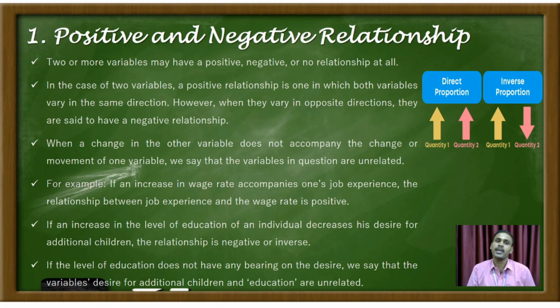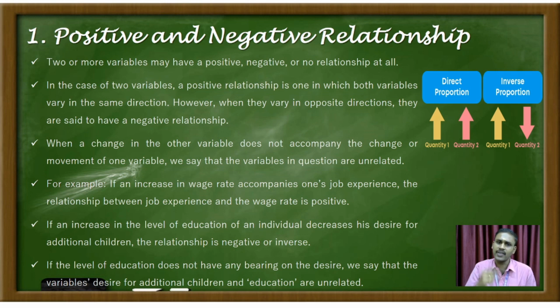Two or more variables may have a positive or negative or no relationship at all. In the case of two variables, a positive relationship is one in which both variables vary in the same direction. For example, if two variables are moving towards the same direction. However, when they vary in the opposite direction, they are called a negative relationship. If two variables are going in the straight or the same direction, that's called positive. If it is in the opposite way, that is called negative. If one variable is positive and another one is negative, that is called inverse variable.